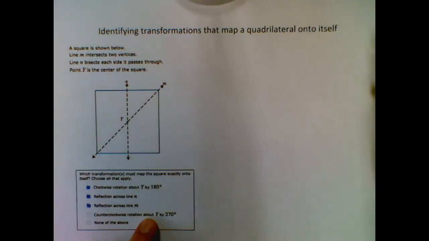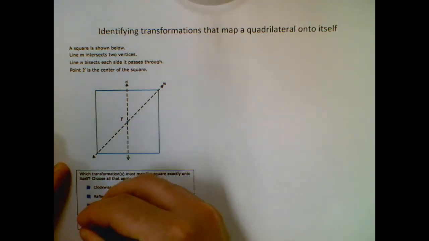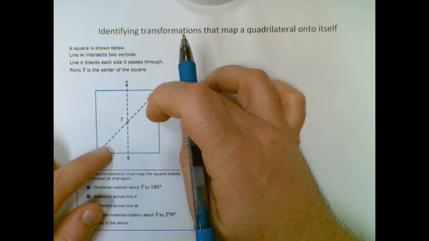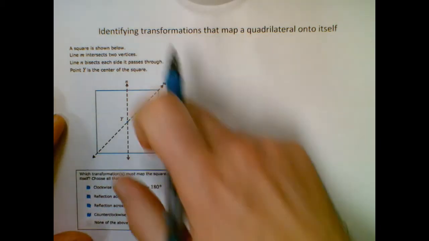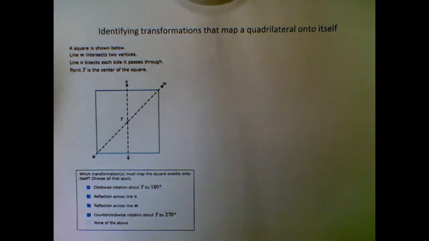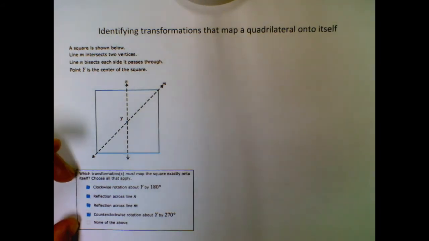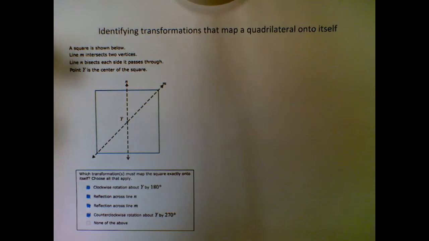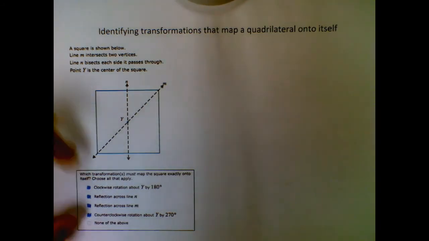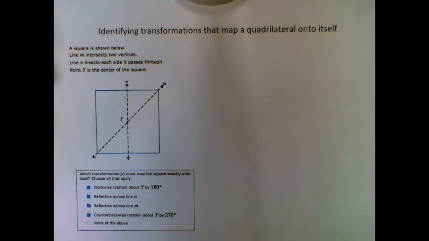And a counterclockwise rotation about Y of 270 degrees will actually also work. So if I take this and go counterclockwise, so I basically turn this all the way three-quarters around, it'll still be a square. Now you might look at this and be like, well, why wouldn't that work? This is because it's a square, all these kind of line up.